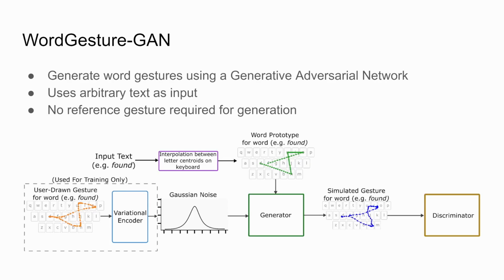In our paper, we present WordGesture-GAN. WordGesture-GAN is a generative adversarial network that is able to generate word gestures. The model can use any arbitrary text as input and requires no reference gestures in order to generate a gesture. The diagram below shows a generalized view of how the entire network structure works.